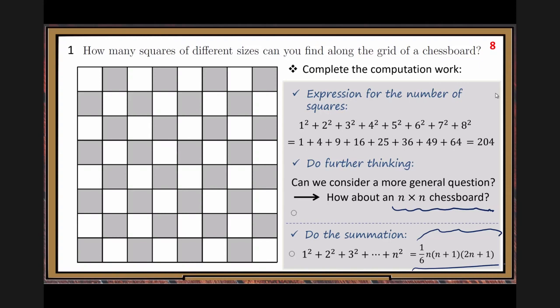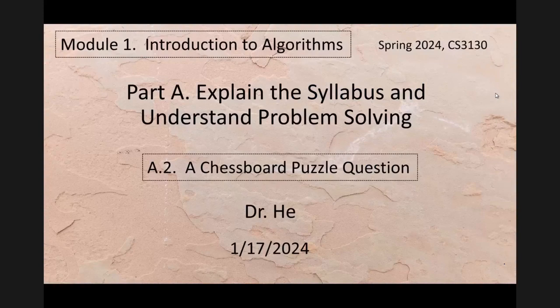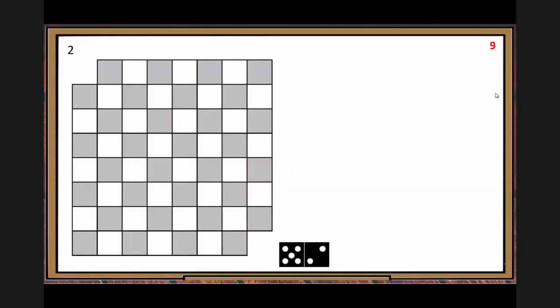Then, only 2 minutes left. Let me finish it. Then I give you another chess puzzle question for practice. An interesting chess puzzle question. Given a chessboard like this, but I cut off 2 squares, one at the top left corner, another at the bottom right corner. I cut off 2 squares.